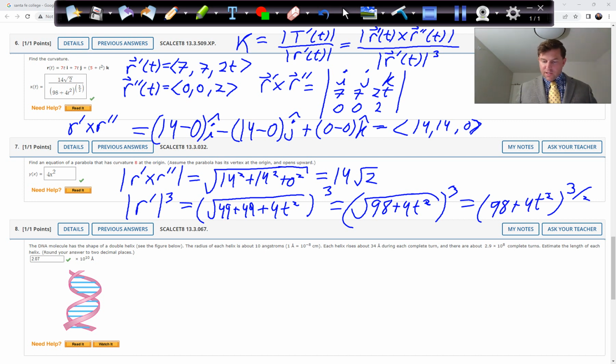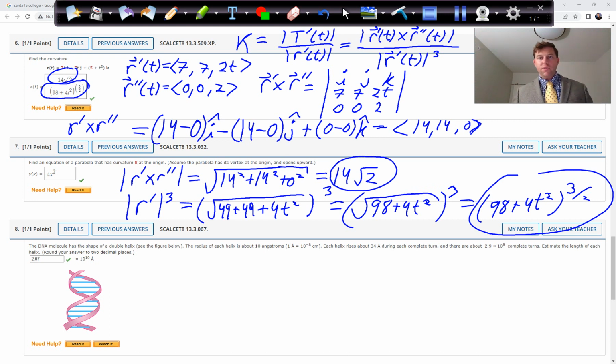Okay, so this is going to go on the bottom, and the tangent vector magnitude is going to go on top, like so. So it's just the ratio of those two things. So we reviewed cross product and derivative and second derivative and fractional powers.